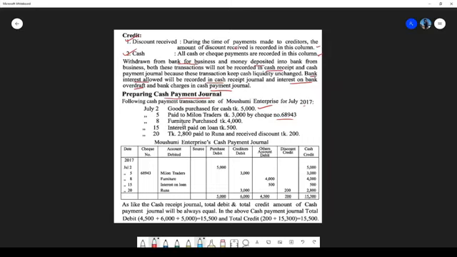On July 8th, furniture. So let's do one thing, let's go one by one. July 2nd, goods purchased for cash 5,000 taka. July 2nd, purchase debit 5,000 and cash credit means you are losing cash. So if you are losing cash, you are going to write on this side, and all the purchase and everything will come on this side. Okay. So goods purchased for cash 5,000, so 5,000 goes here and here.